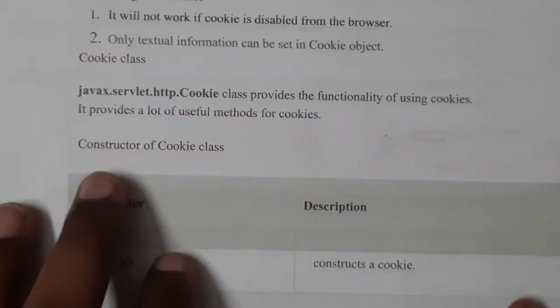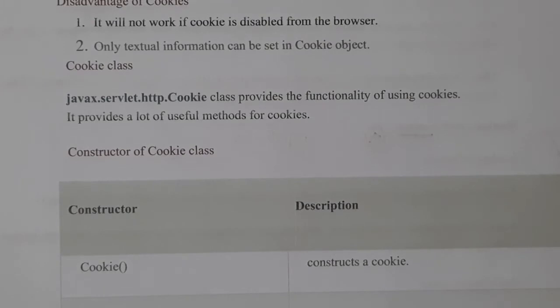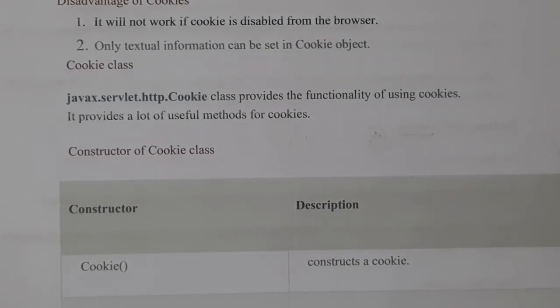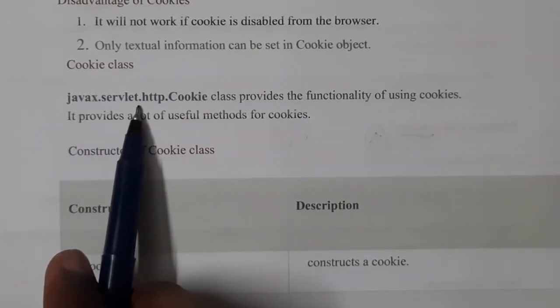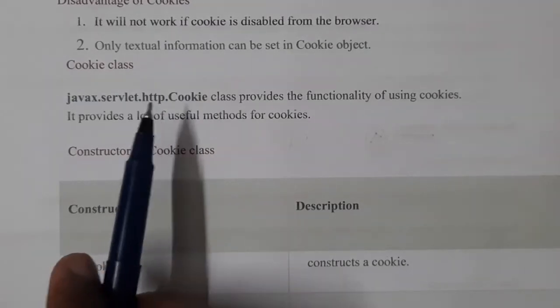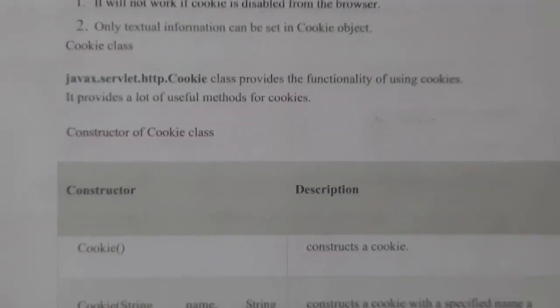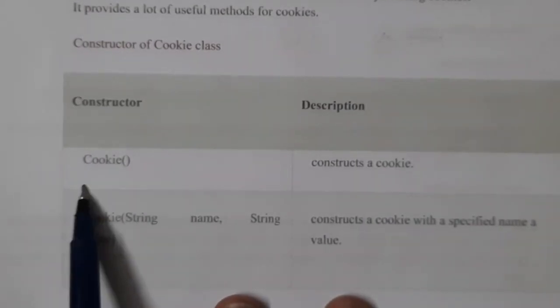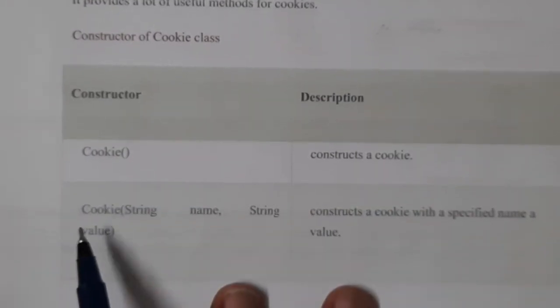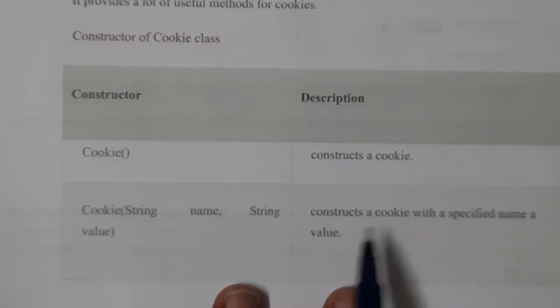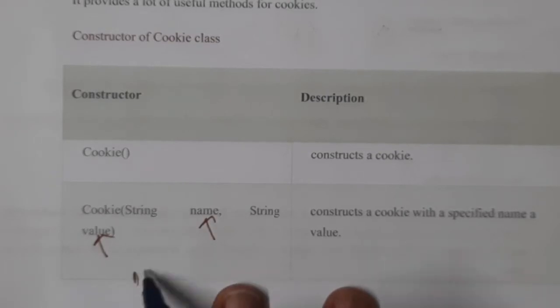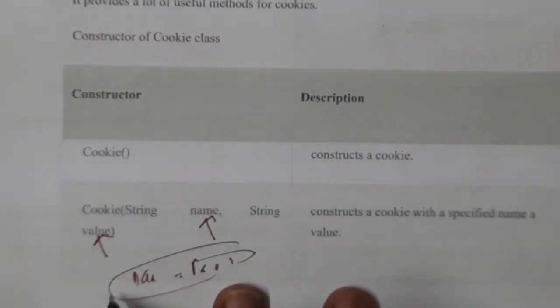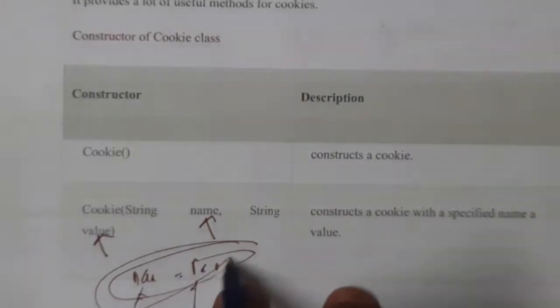Now you might have a doubt: we got the idea, so is there any class from where we should import it? Yes, there is a class, javax.servlet.http.Cookie, which provides all the functionalities, guys. The first functionality is Cookie, which constructs a cookie. Cookie(String name, String value) constructs a cookie with a specific name and value. So here you are creating a cookie with a name. Assume you give the name equal to Ravi, so you created a cookie with the name Ravi inside that cookie.